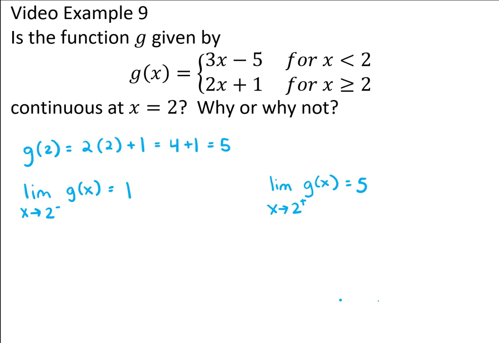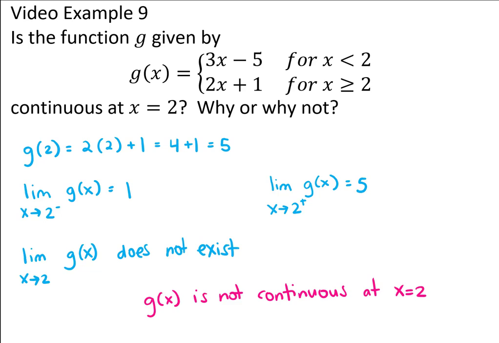And so since the limit from the left and the limit from the right don't match, therefore the limit does not exist. And since this limit does not exist, therefore it can't fit the definition of continuous. Therefore this function is not continuous. And you want to say that g of x is not continuous at x is equal to 2.